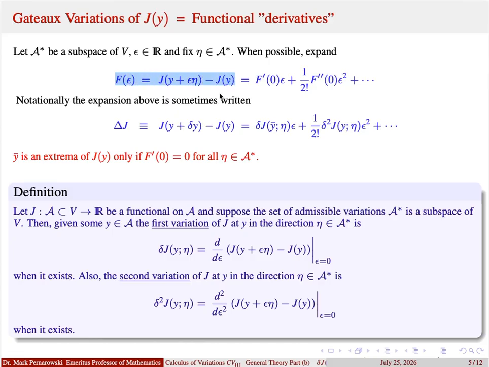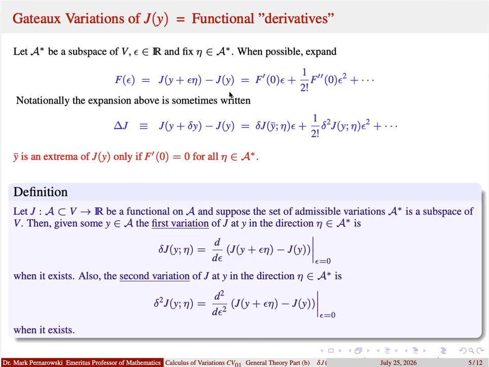And what does this thing mean? It's the difference between the value of J at a little distance away from y, minus the value of J at y. As such, it might be possible, not always, but quite often the case that as a function of one variable epsilon, I can get a Taylor series out of this. The Taylor series is going to look like f prime of 0 times epsilon, plus the second derivative times epsilon squared, etc. This is just a Taylor series expansion of the functional difference.